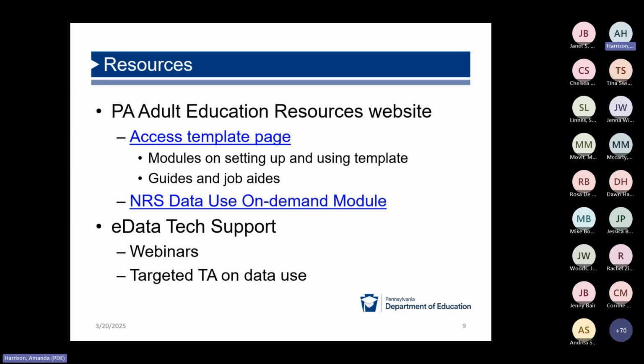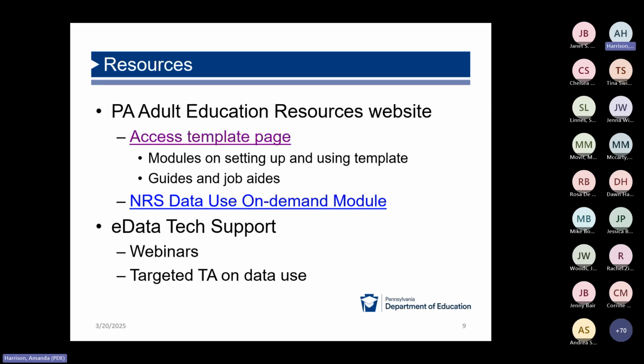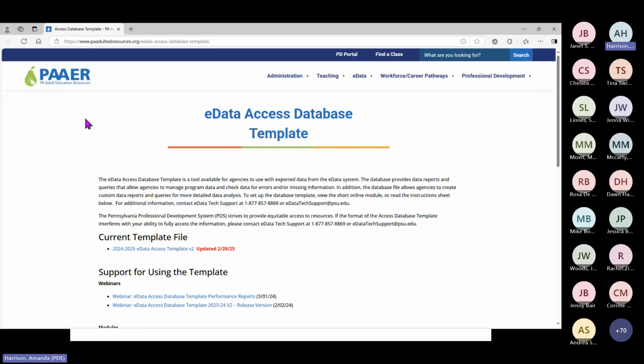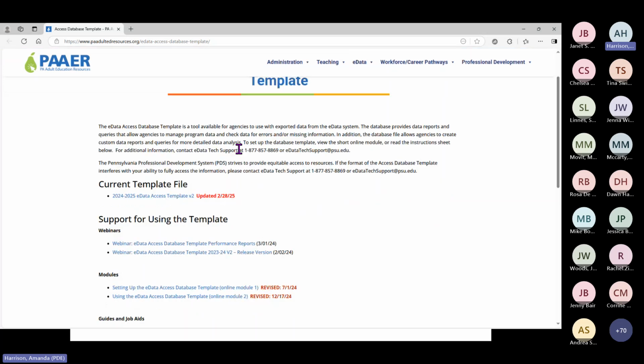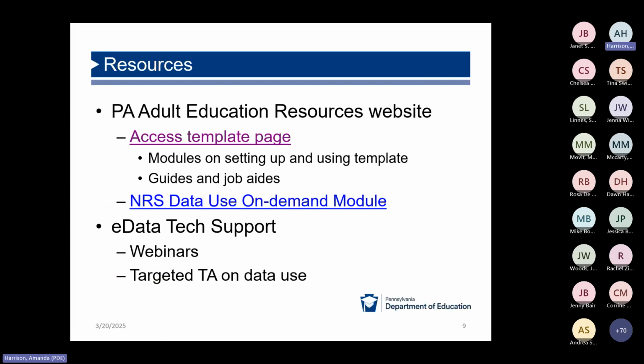Lastly, there are resources around the access template. There's the Pennsylvania resources, the access template page, which, oops, it's not opening up on the right screen. Here we go. The PAIR website, the Pennsylvania Adult Education Resources website, has lots of information on it. And then there's also the NRS data use on demand module that the professional development system has. And Michael, I'll let you talk about the eData tech support.